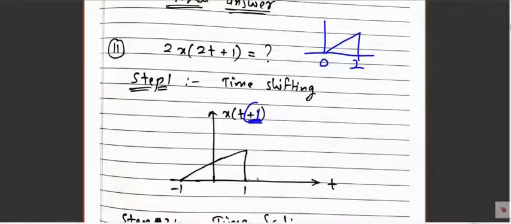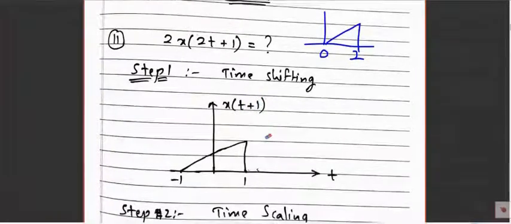You have to do the opposite thing. Here it is plus 1, so do minus 1. So 0 minus 1 is minus 1, 2 minus 1 is 1. So this is the x of t plus 1 signal. This is the time shifted signal.